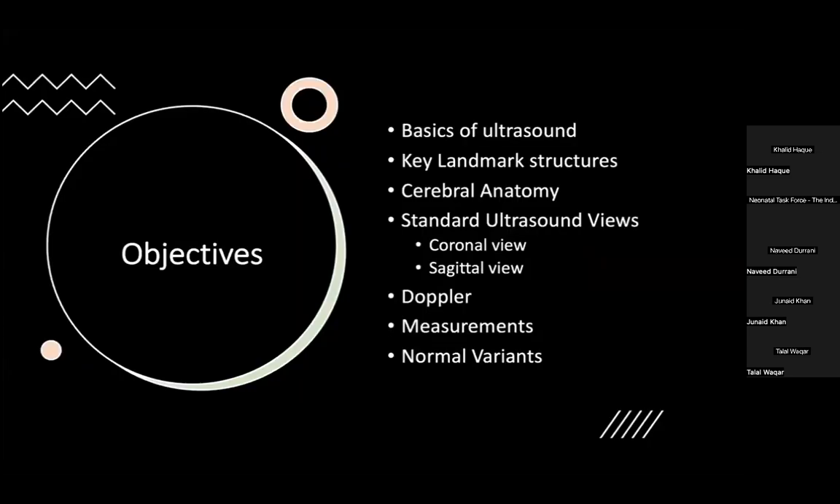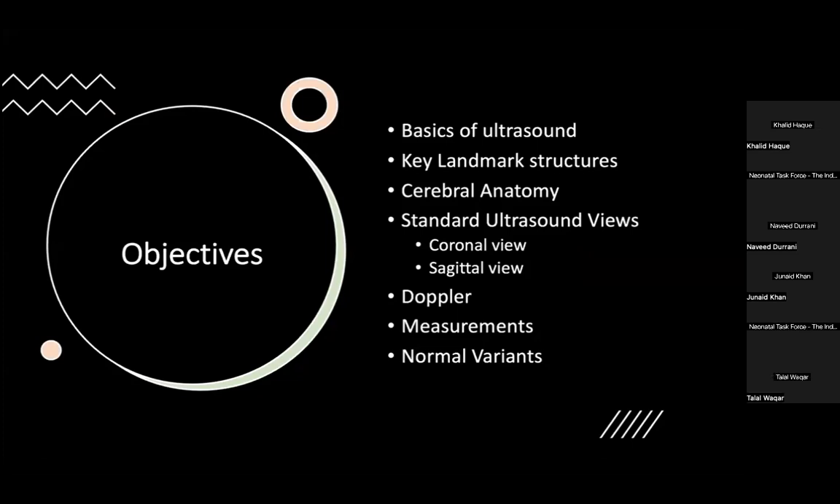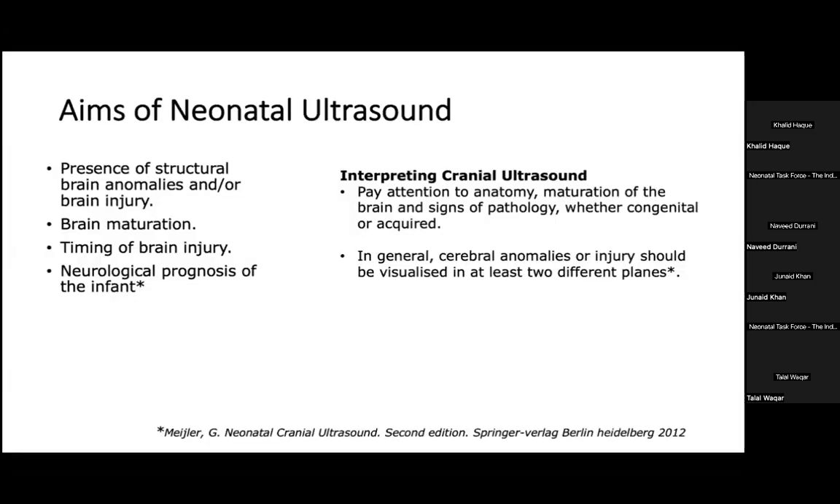The objective of the talk today: I will talk about the basics of ultrasound, not much detail. Then we will discuss key landmark structures and cerebral anatomy a little bit. Then the standard ultrasound views, which are the coronal and sagittal views. And finally, a little bit about Dopplers, measurement of ventricles, and normal variants.